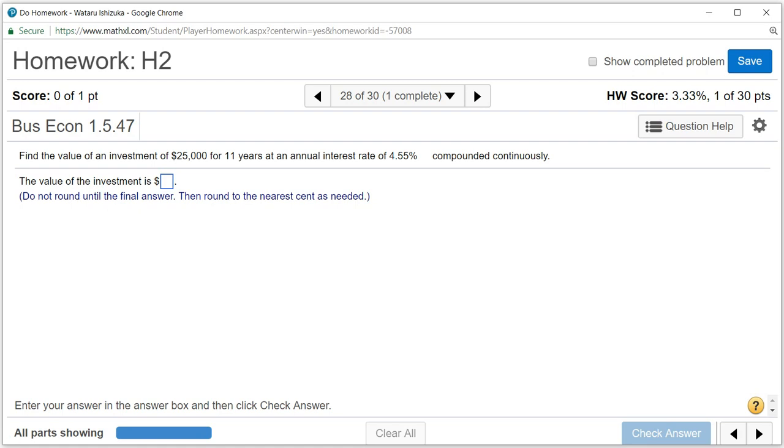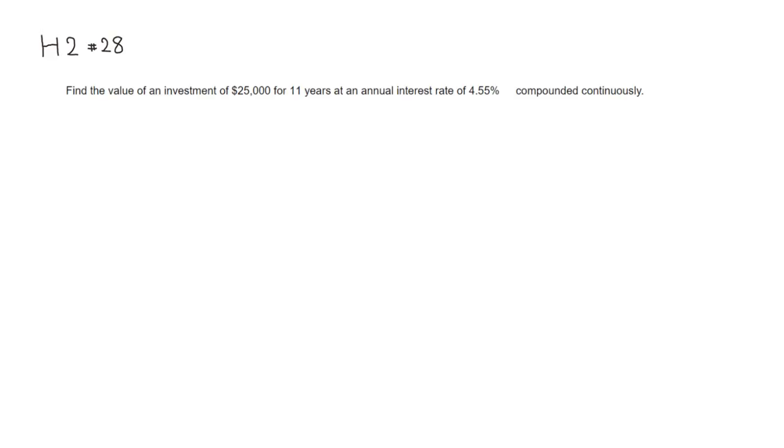All right, let's look at homework 2, problem number 28. It says: find the value of an investment of $25,000 for 11 years at an annual interest rate of 4.55% compounded continuously. So this is a continuous compound interest problem.